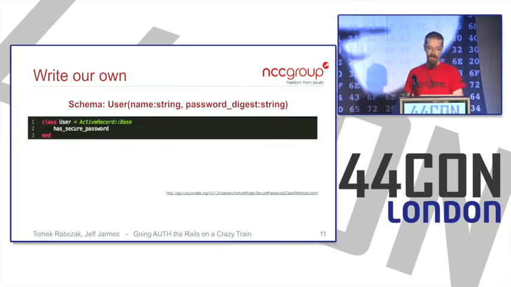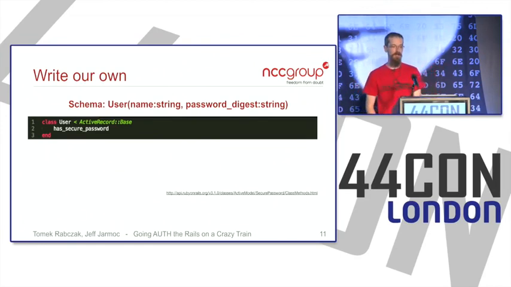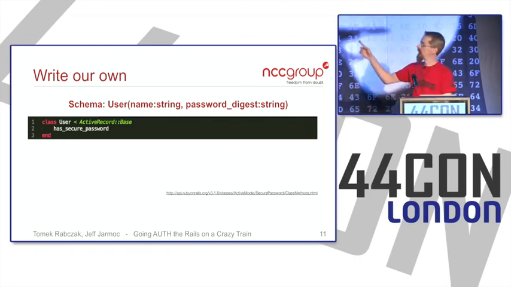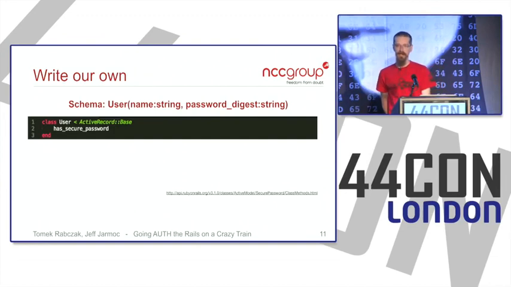So let's talk about, if we're going to write our own, how we might do that. And here we have an example of a really simple user class. The database schema in this case gives us two attributes. We have a name and a password digest, both of which are strings. We call this has secure password helper method that I mentioned before. And that gives us a really basic authentication system. Now, I don't mean basic auth in the terms of HTTP basic, but just a straightforward bare bones authentication function.